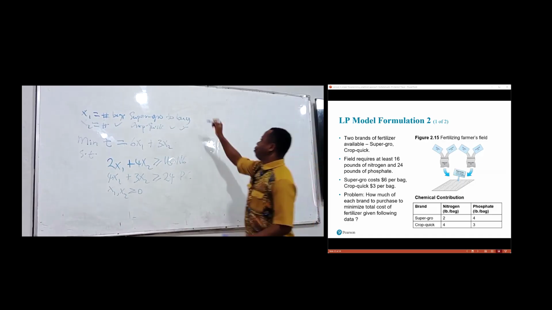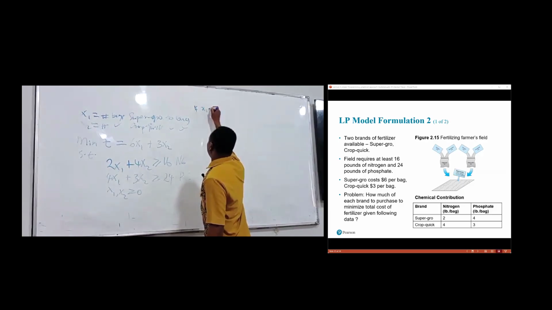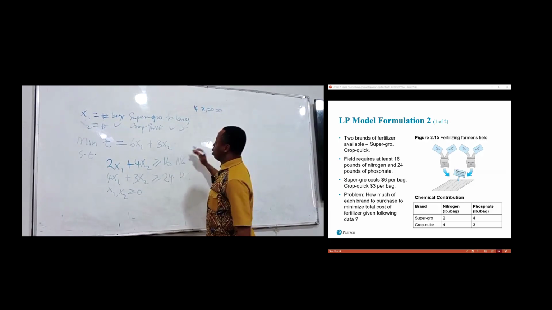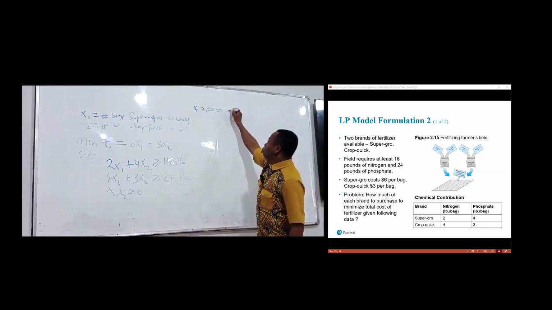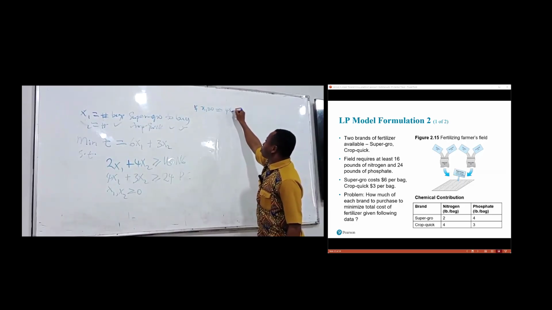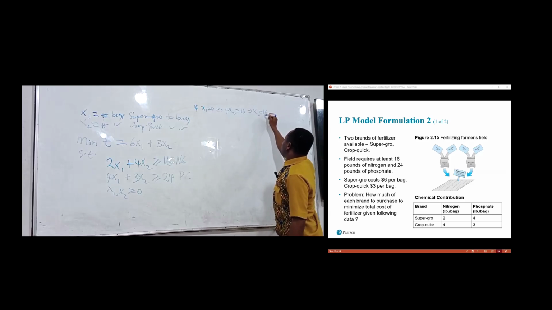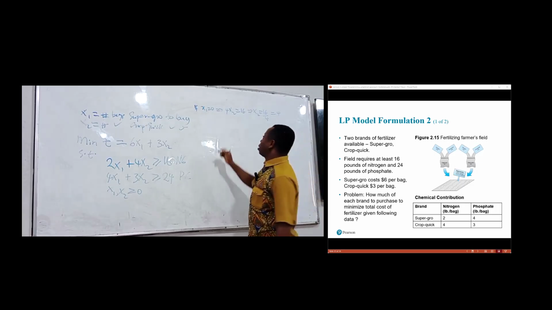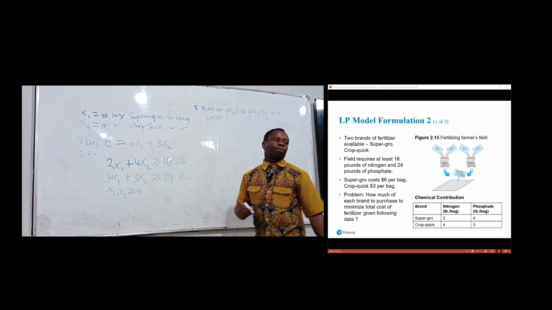So if x1 is equal to 0, it will imply what? Let's deal with the nitrogen first. 4x2 will be equal to 16, which will imply that x2 is equal to 16 over 4, which is 4. So our first coordinates will be 0, 4.